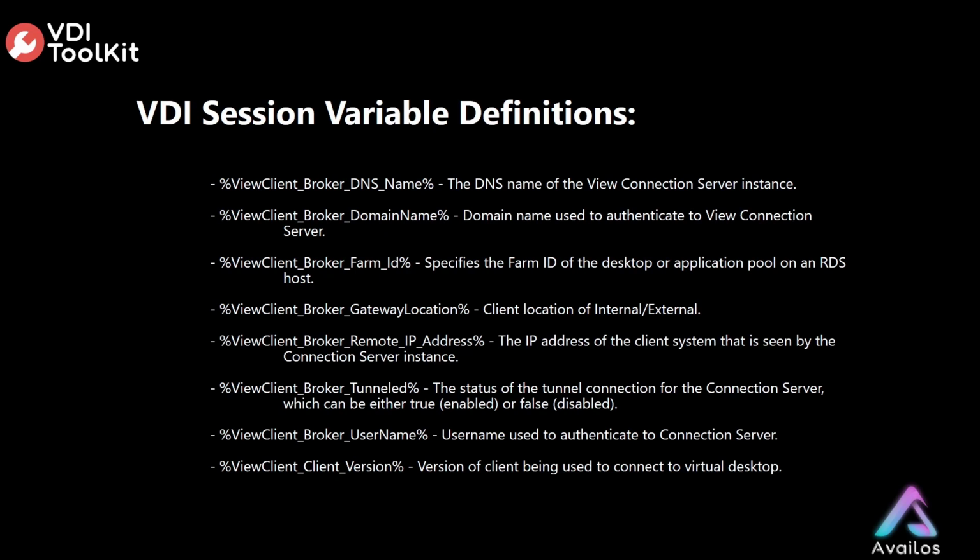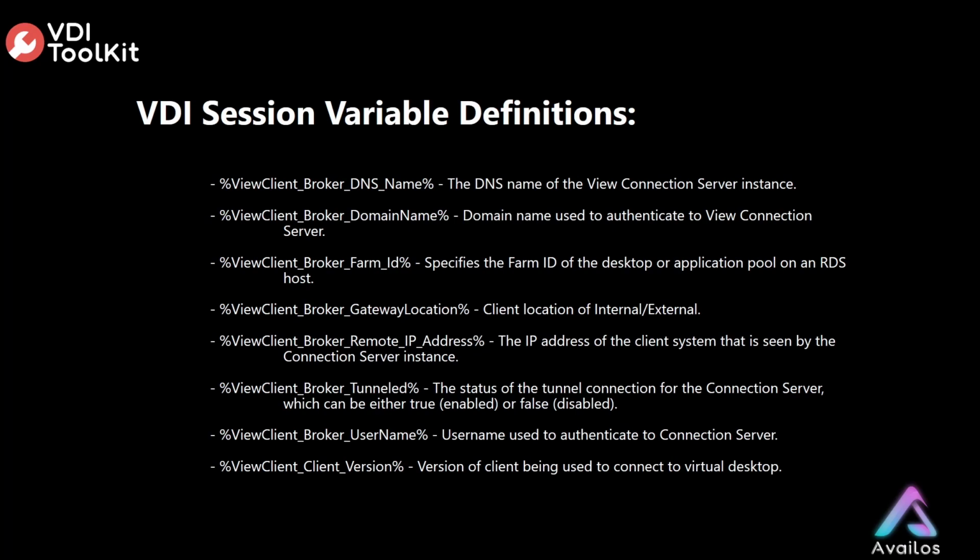We have the view client broker DNS name, which is the DNS name of the view connection server instance. We have the broker domain name, which is the domain name used to authenticate to the view connection server. We have the broker farm ID, which specifies the farm ID of the desktop or application pool on an RDS host.